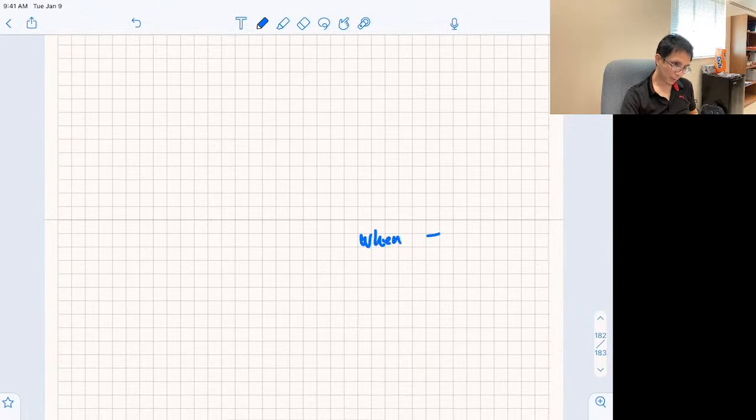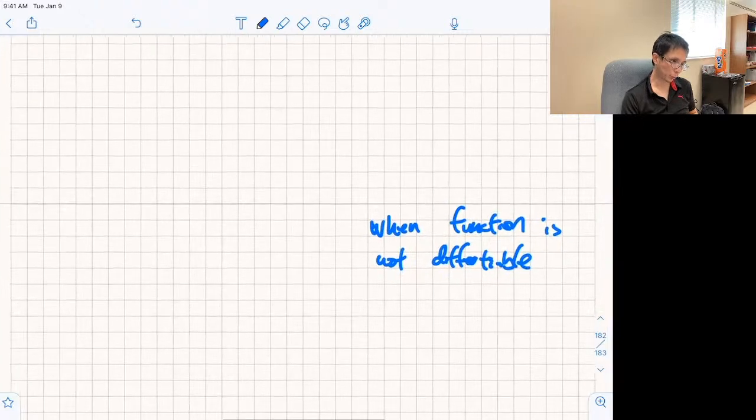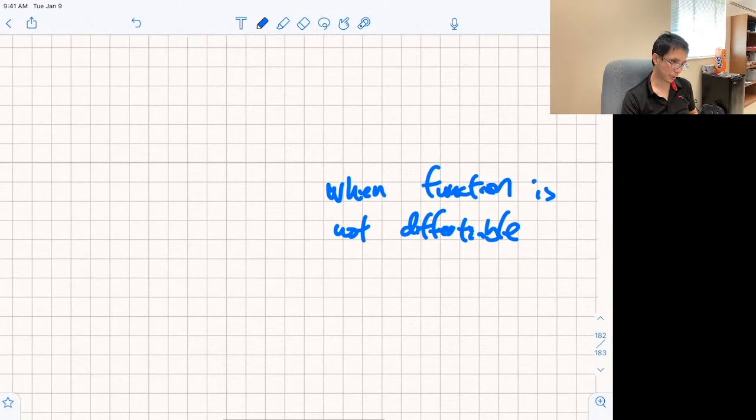When the function is not differentiable. Yes? Would it be literally anything but 2? Why is that? Because if you look at it, it's just a straight line, so if you try to find a single point, you can't. Okay, good. We will talk about the details, but your intuition was correct.